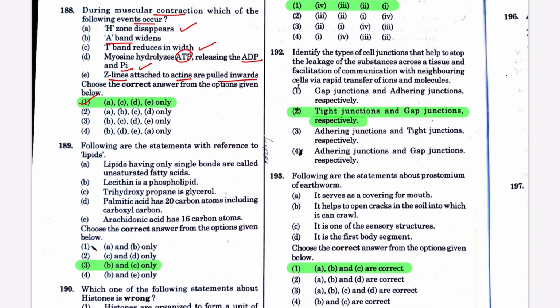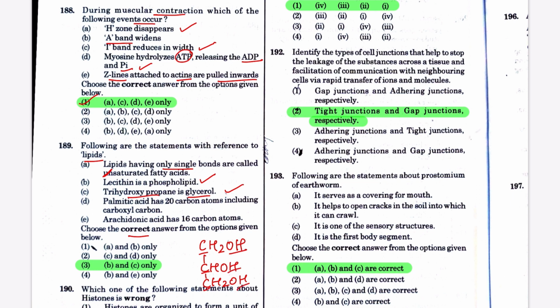Which of the following statements with reference to lipids is correct? Lipids which have only single bonds are not called unsaturated fatty acids, they are called saturated fatty acids. Lecithin is a phospholipid is right. Trihydroxypropane is glycerol. Yes, so the formula of glycerol is CH2OH, CHOH, CH2OH. So 1, 2, 3, right?